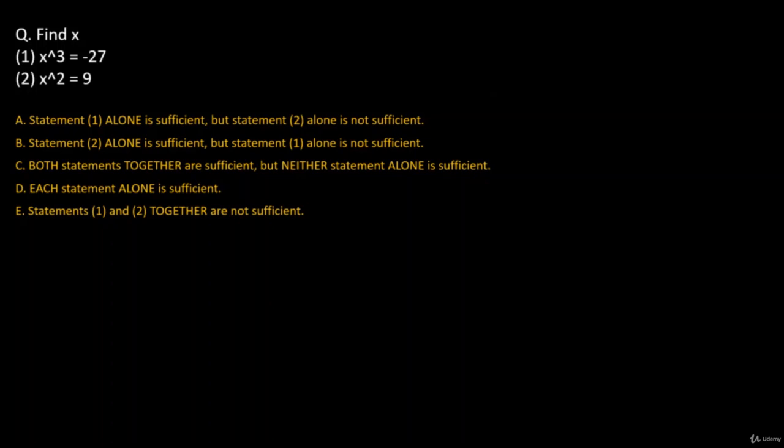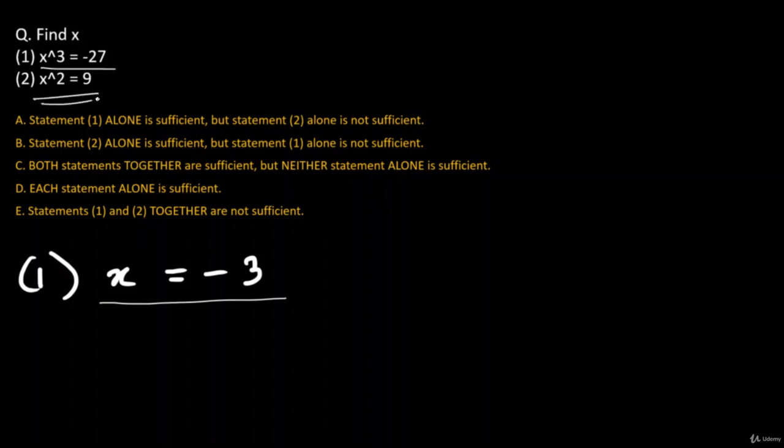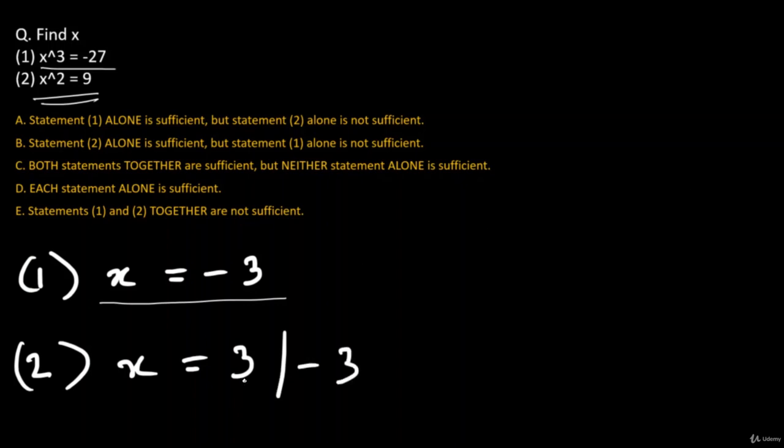It's given that x cube is equal to minus 27. So clearly from this statement, we can find that x is equal to minus 3, right? There is no ambiguity. We are able to find a unique numerical solution. What about statement 2? Statement 2 says that x square is equal to 9. Therefore, x can be equal to 3 or minus 3, right? Because 3 square also is 9, minus 3 square also is 9.